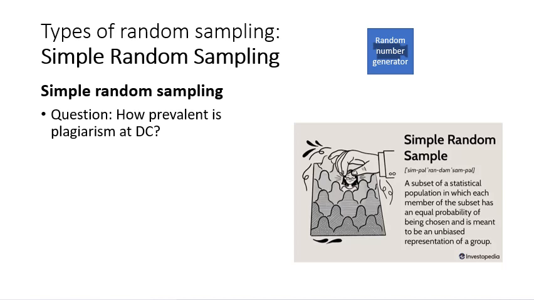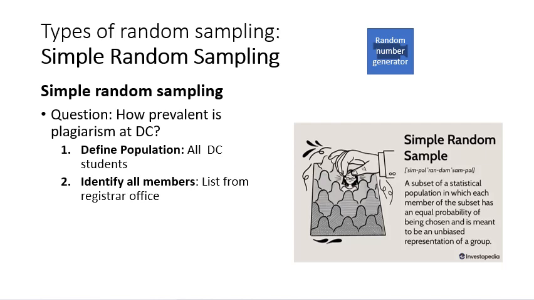So if you were asking the question, how prevalent is plagiarism at Diné College? The first thing you would do is define the population. And if you're staying with all DC students, then that's your population. If you want only DC students who are freshmen and sophomores or something like that, then you'll have to specify that. Then you identify all members. You get your list from the registrar's office.